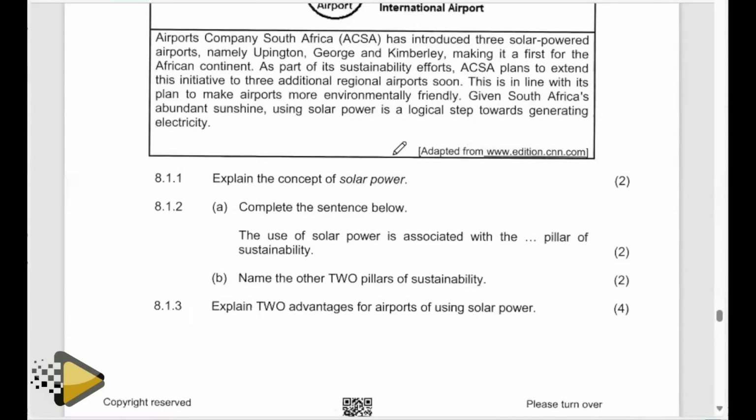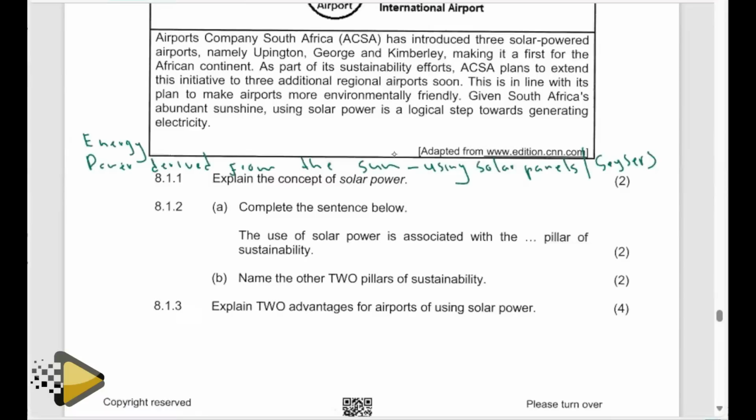So the first one is a definition of terms. Define the term solar power. Solar power refers to power derived from the sun. Or we can actually say energy derived from the sun. So this can be done using solar panels or any other alternative, or even solar geysers. So solar power is energy which is derived from the sun.